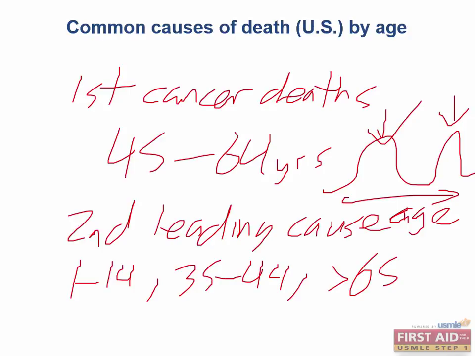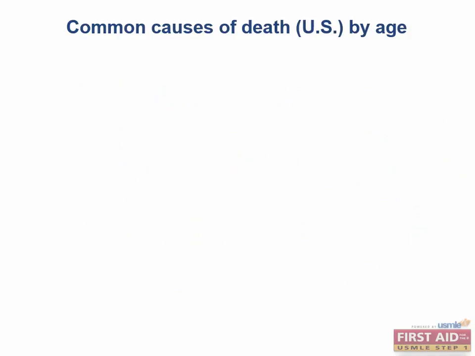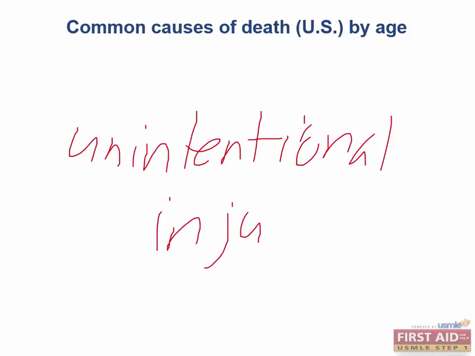Now, what is the biggest killer actually across all populations? Surprisingly, or maybe not surprisingly, it's unintentional injury. This is a huge bummer. It really reminds us of how important stressing safety interventions at home are. So things like seat belts and bike helmets and all that jazz.